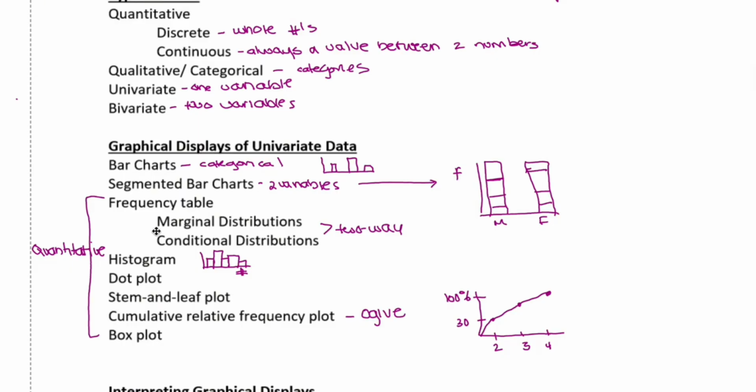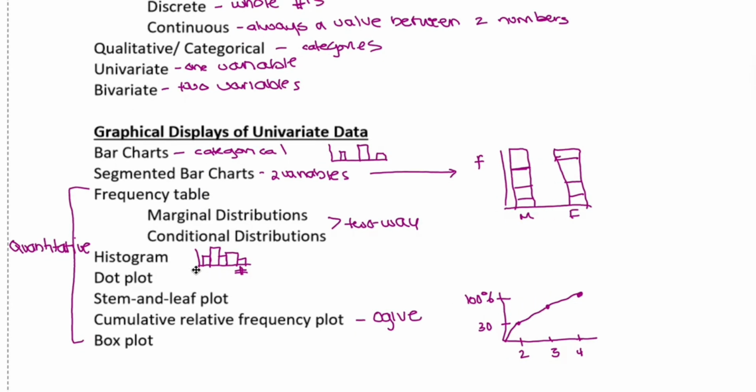And for the frequency table, basically we have two-way tables. So it has marginal distributions and conditional distributions. And histogram, just as I said before, looks really similar to the bar charts, but we just don't have the space between. So for example, it can go from 0 to 99 and from 100 to 199, such as that. Next, we have dot plot, stem and leaf plot, cumulative relative frequency plot, and box plot.